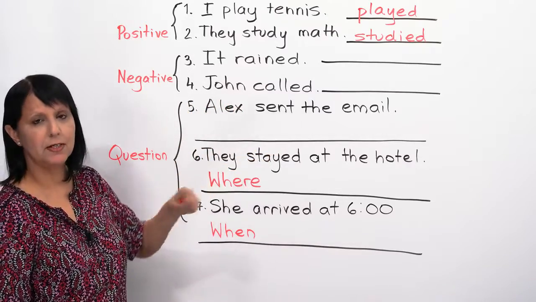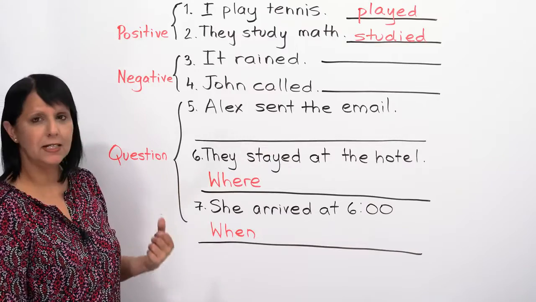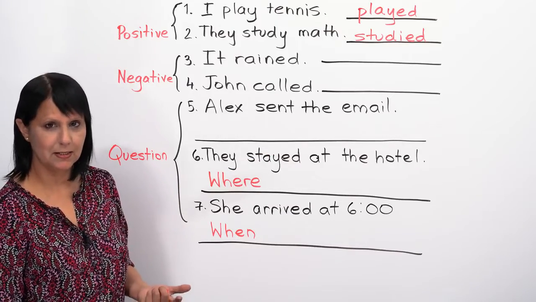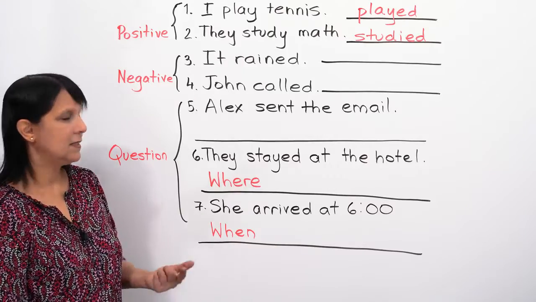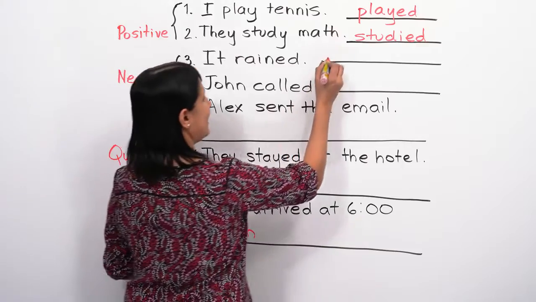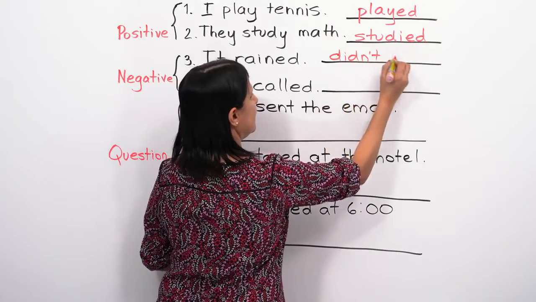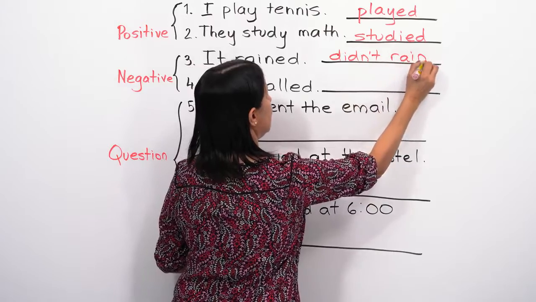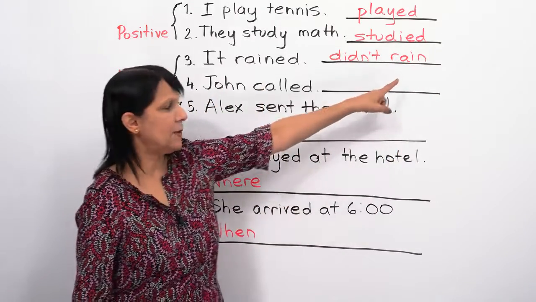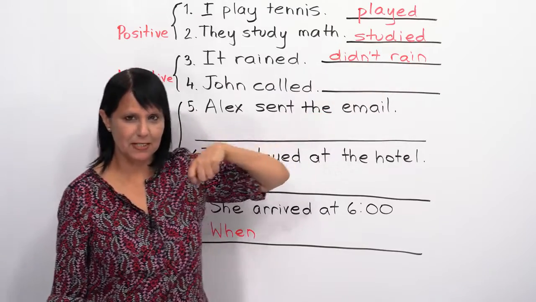Now, let's take some sentences which are already in the past, but they're positive sentences, and change them to make them negative sentences. Number 3, it rained becomes what? What do we need? It didn't rain. Remember, we come back to the base form of the verb here after the negative sentence, right?